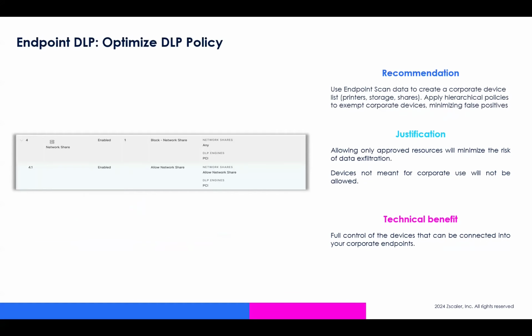Finally, after results have been surfaced by your monitoring policy, you should build a block policy based on the findings from your monitoring policy. You can use the endpoint data scan to create a corporate device list of printers, storages, and shares, applying hierarchical policies to exempt corporate devices, minimizing false positives. This will allow you to block the upload of files containing sensitive data to everything except for approved resources, which will minimize the risk of data exfiltration. This will grant you full control of the devices that can be connected to your corporate endpoints.